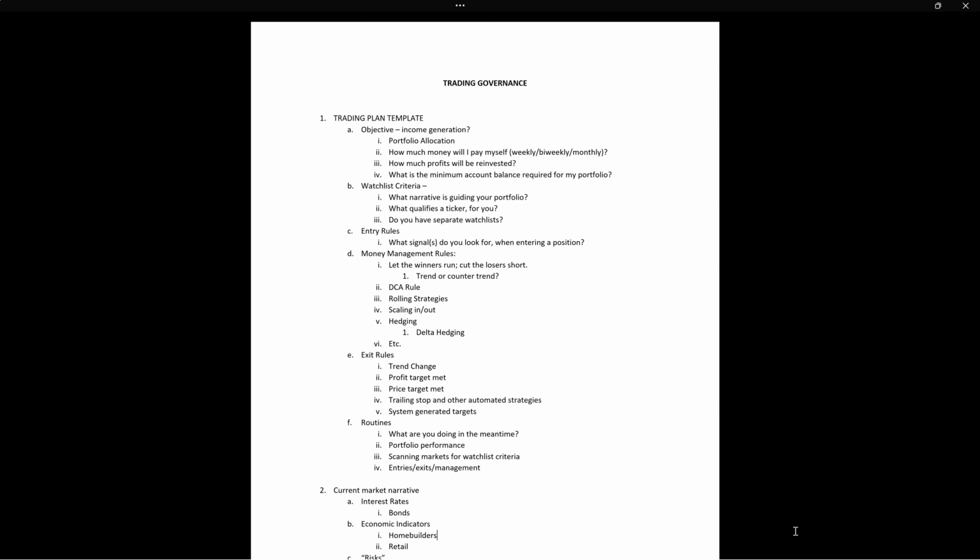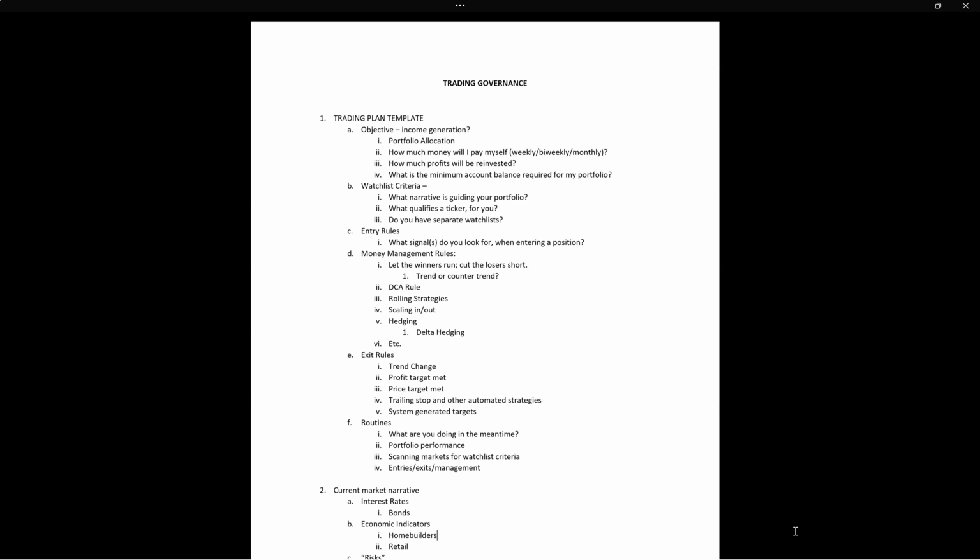Okay, and so then the next section is, what are my exit rules? So what is the rule or rules, if any, that tell you, okay, I'm gonna take profit on this position, or okay, I'm gonna cut out of this before I lose any more money.